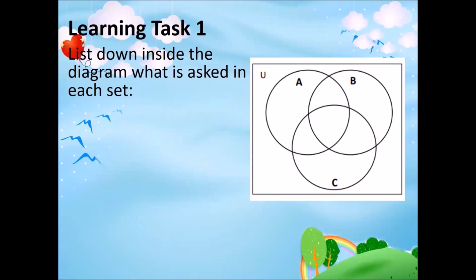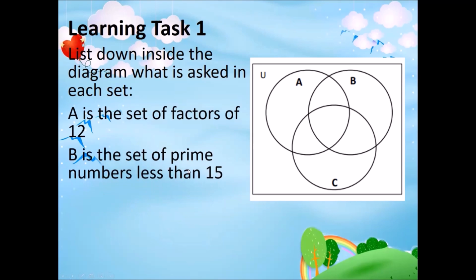Answering this learning task 1, of course, in our intermediate paper, list down inside the diagram what is in each set. Set A is the set of factors of 12. So, lahat ng possible factors ng 12 ay ating ilalagay dito sa set A.